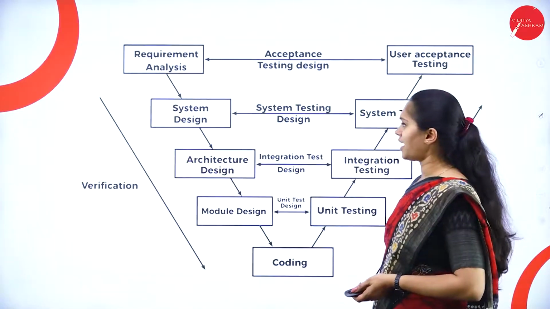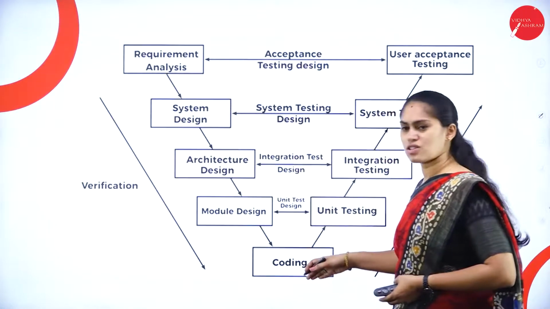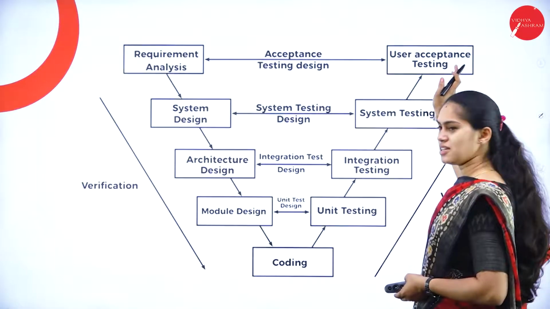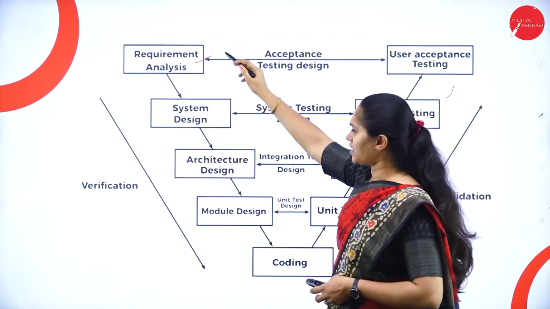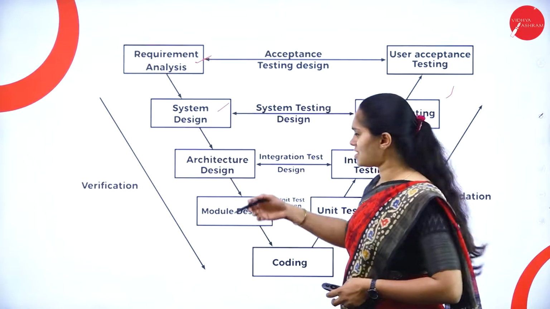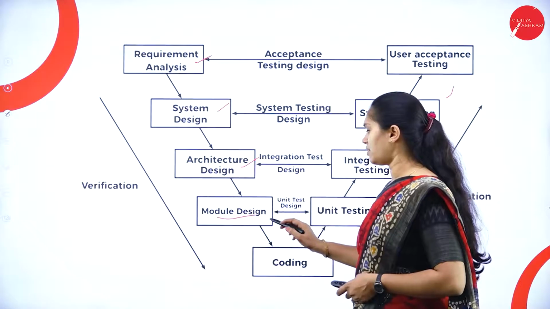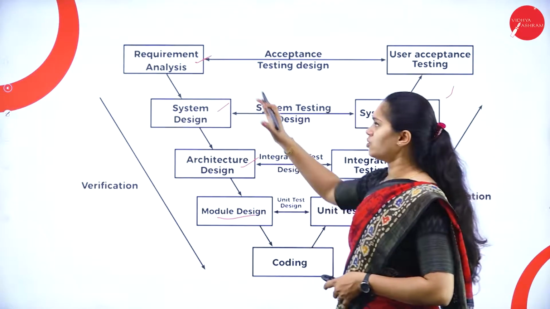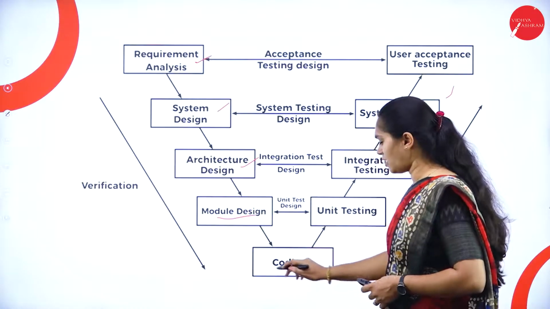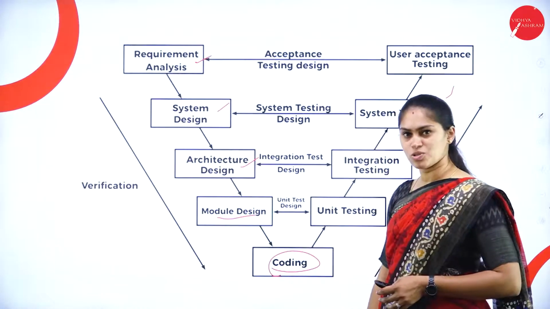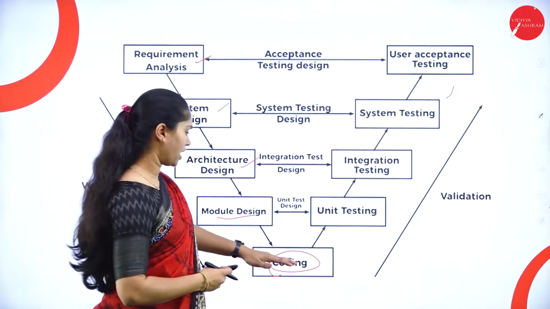So here you can see the diagrammatic representation of the V model. On this side it's all about verification, on this side it's all about validation. First they will collect the requirements, then they will analyze, after that they will do the system designing, then architecture design will take place, after that module design will take place. So once all the requirements are collected from the user or customer, it will start working with coding. In the coding part, the calculation and implementation will take place here.